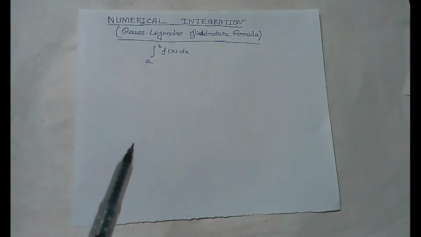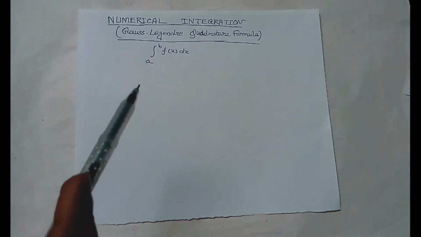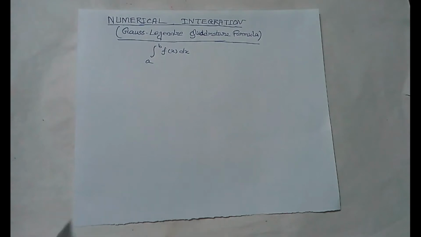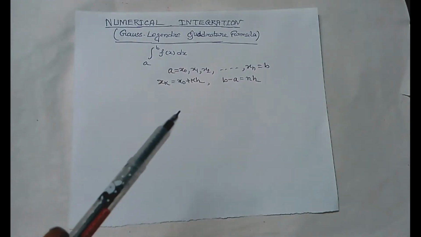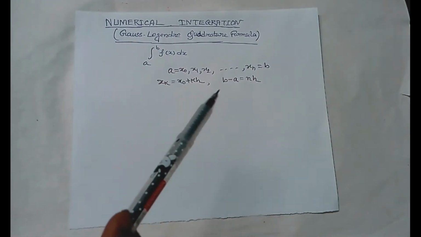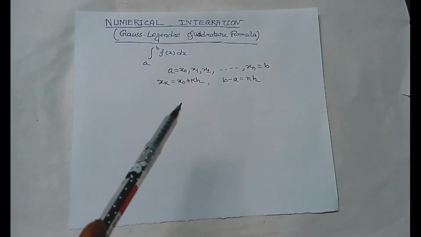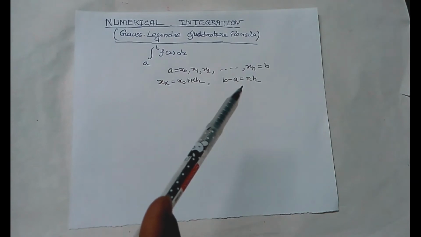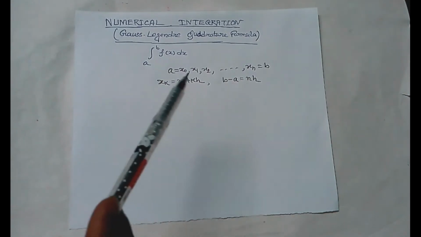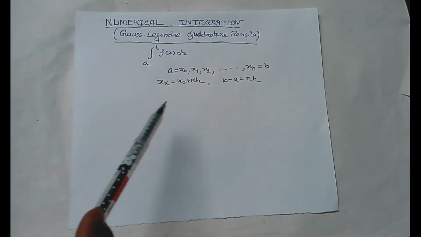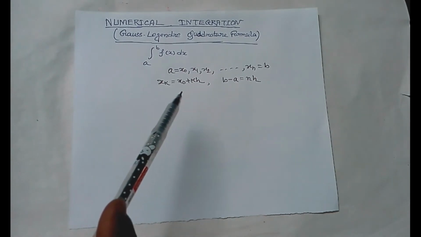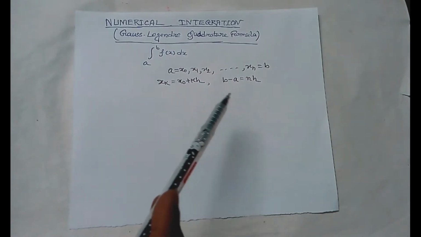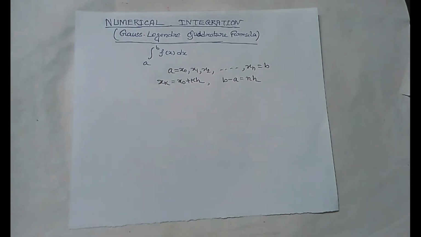So in that case we first break the interval a to b into n equal subintervals of the same width. Let us break the interval a to b into n equal subintervals of equal width h by these n plus 1 equidistant arguments, which are x0, x1, x2 up to xn, and in general xk equals x0 plus kh, and b minus a equals nh, the total length of the interval.